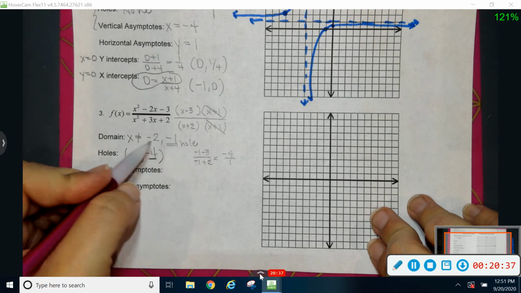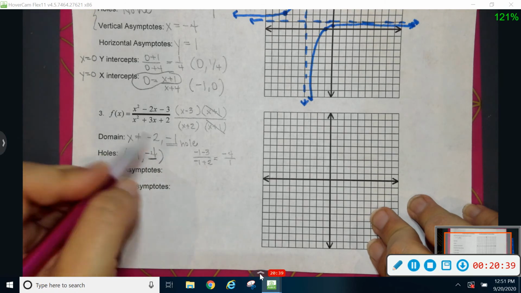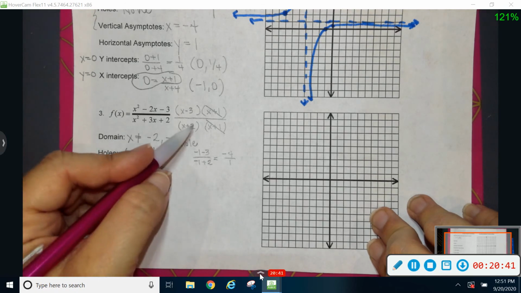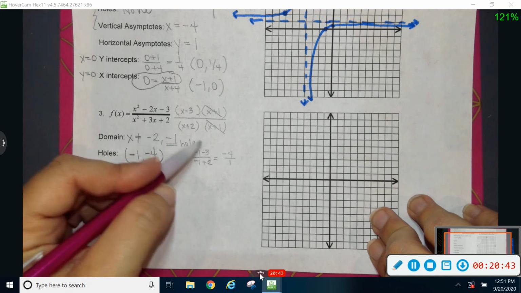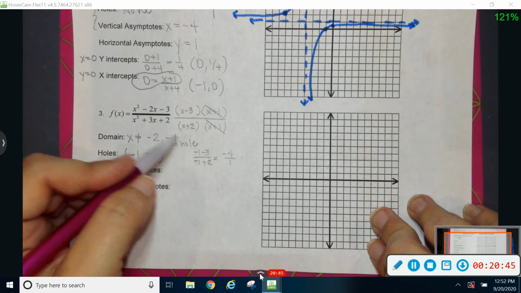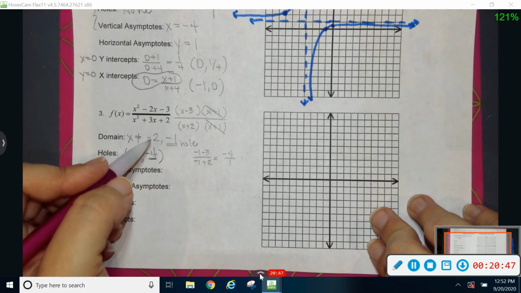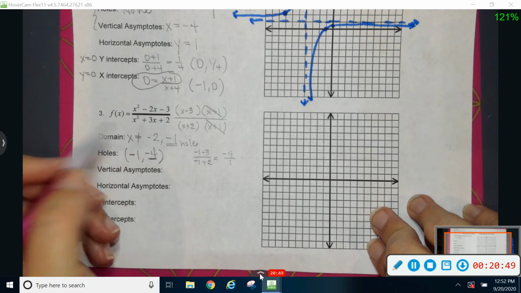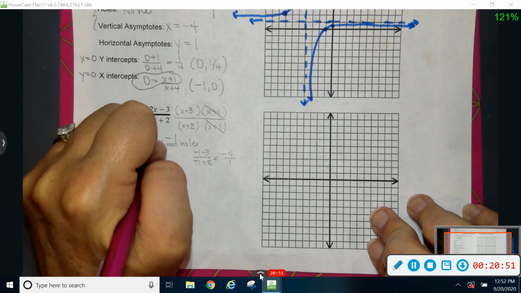Well, I still have something to account for in my domain. -2 would also create a 0 in the denominator. So because nothing canceled with x plus 2, that means this -2 that was in my domain must be the vertical asymptote.